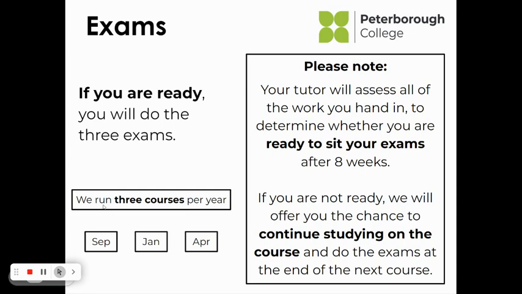So, for example, out of the 3 courses that we run per year, September, January, or April, let's say you started this September course, but you found you were struggling, perhaps you couldn't hand your work in on time, perhaps you needed more time to work on some of the assignments. We would then recommend that you continue with the course over January, hand in all the work as usual, and only sit the exams then.